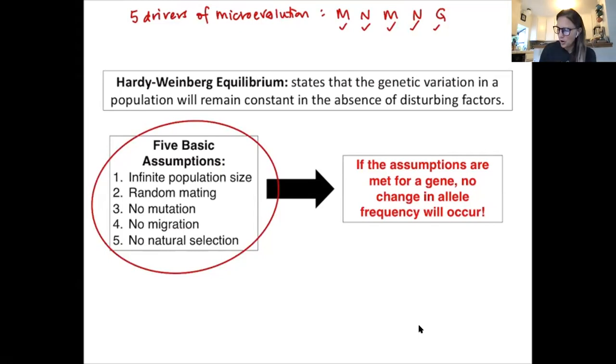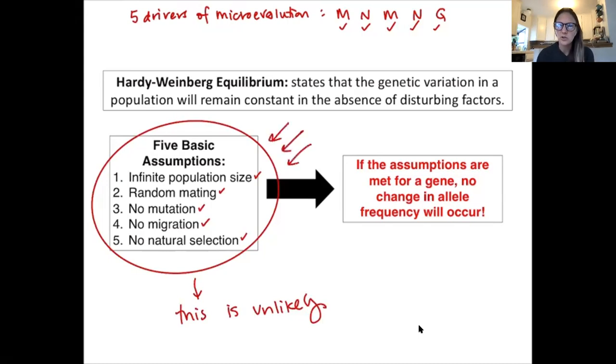These assumptions are very, very large population size, completely random mating, absolutely no mutation, no migration, and no natural selection occurring. And what you'll see, this is unlikely, right? This is very unlikely. But what this theorem allows us to do is look and see if allele frequencies are changing. And if they are, it allows us to try to figure out which of these factors is responsible for that.